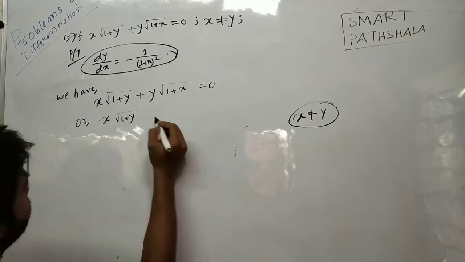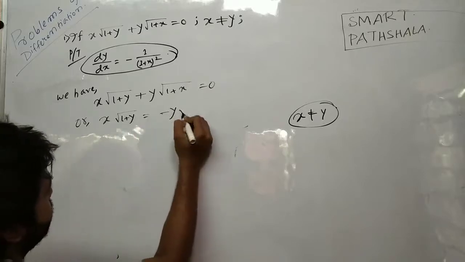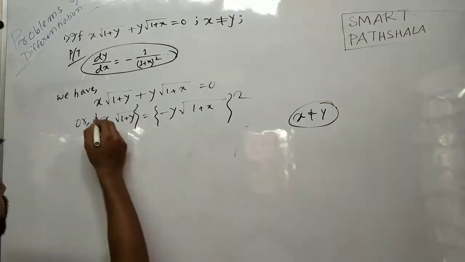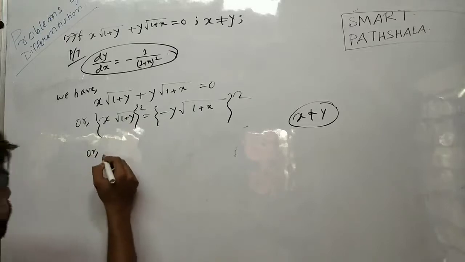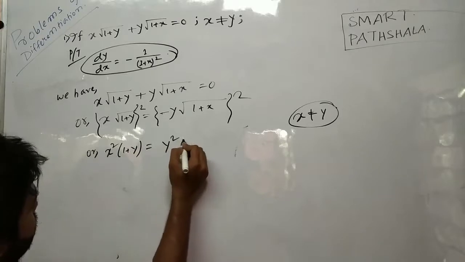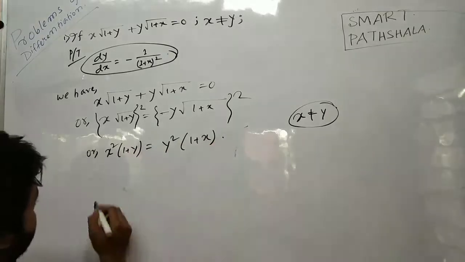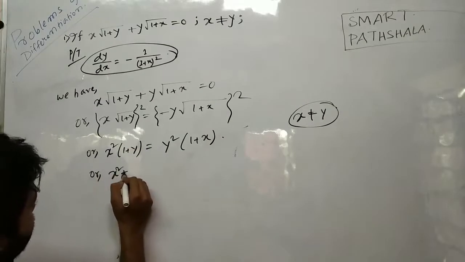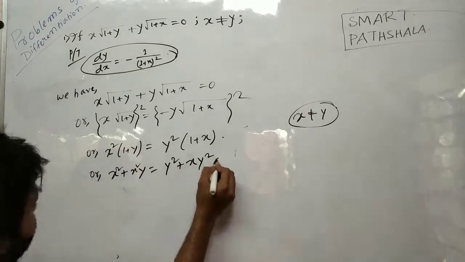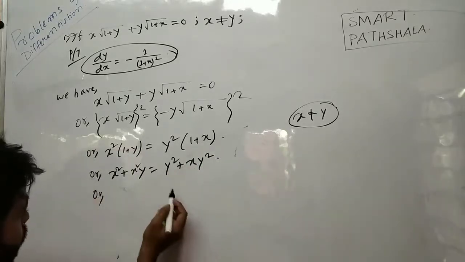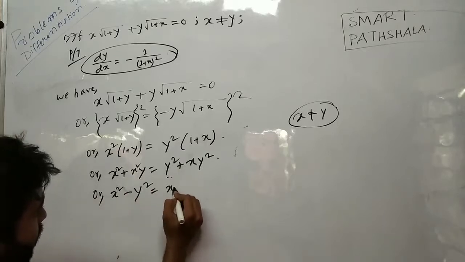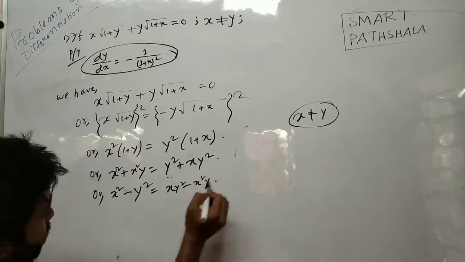We can write x into root over of 1 plus y is equal to minus y into root over of 1 plus x. So what you need to do is square on both sides. What you will get is x square into (1 plus y) and y square into (1 plus x). So what you have is x square plus x square y is equal to y square plus y square x. Now take this y square over here. So you can get x square minus y square and xy square minus x square y.